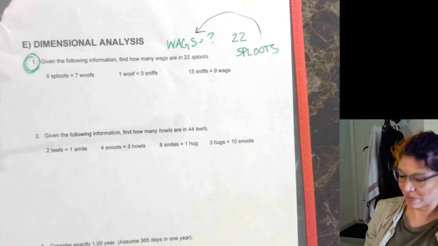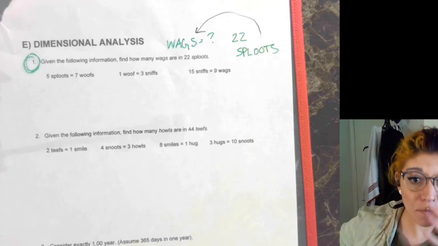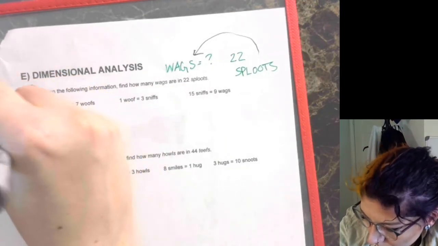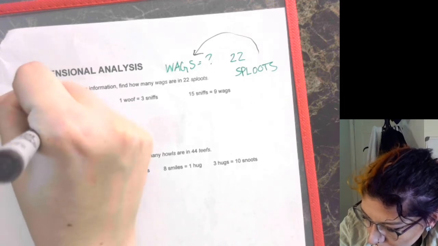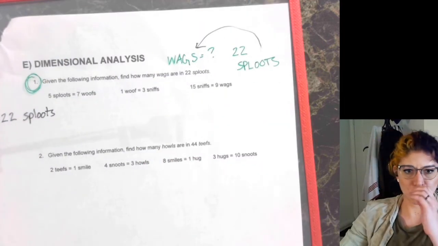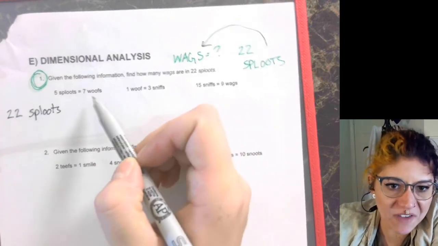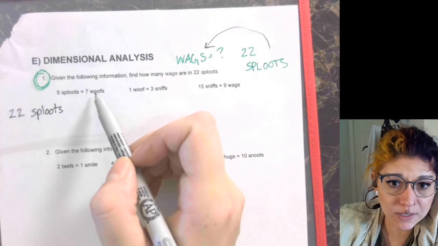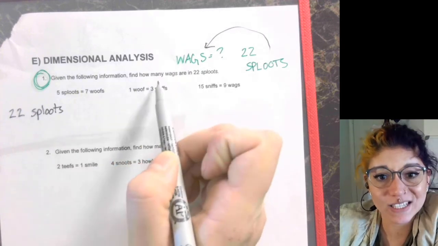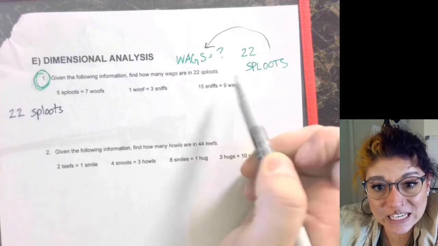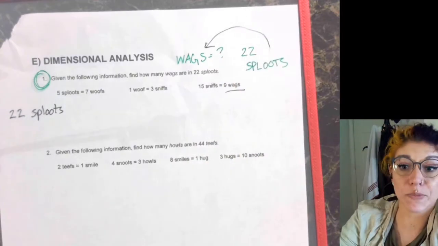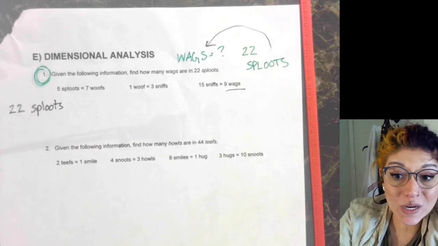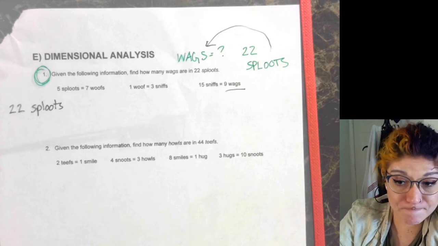There we go. So first I'm going to write out what I know. So I know that I have 22 sploots. Okay. So if I look at my conversion factors, I can go from sploots to woofs. I can go from woofs to sniffs, and sniffs to wags, what I ultimately want. I'm going to write this 2 separate ways for y'all to see.